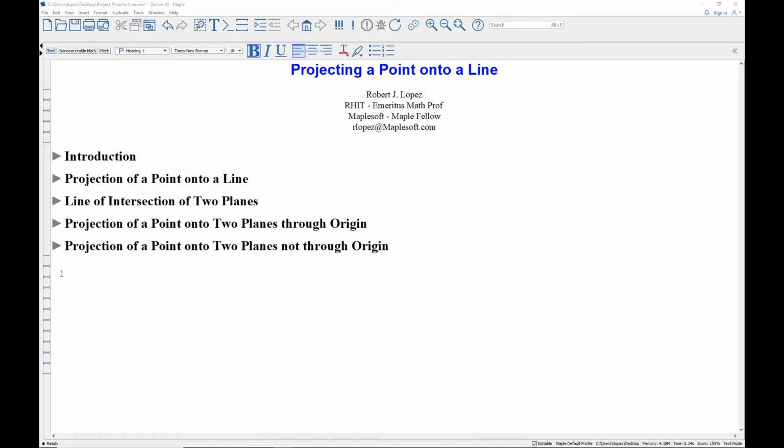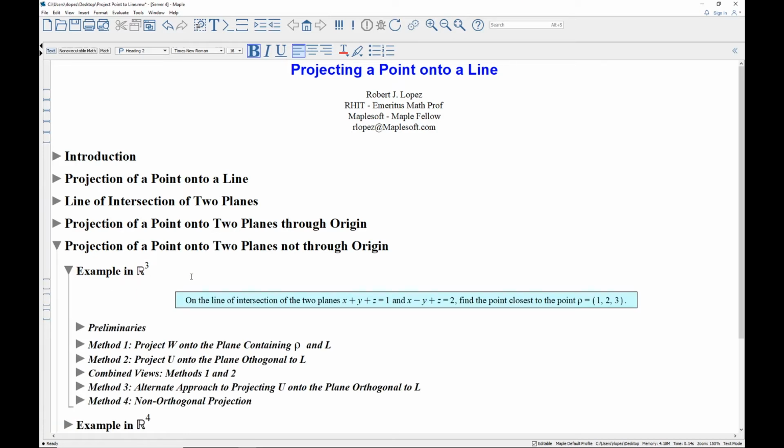Now let's project a point onto two planes that don't pass through the origin. And there are two examples of this. So in our first example will be in R3. I'm going to project this point, 1, 2, 3, onto the intersection of these two planes. Because they are non-homogeneous equations, they don't pass through the origin. I guess the word affine could be used in here, but I'm not going to do that.